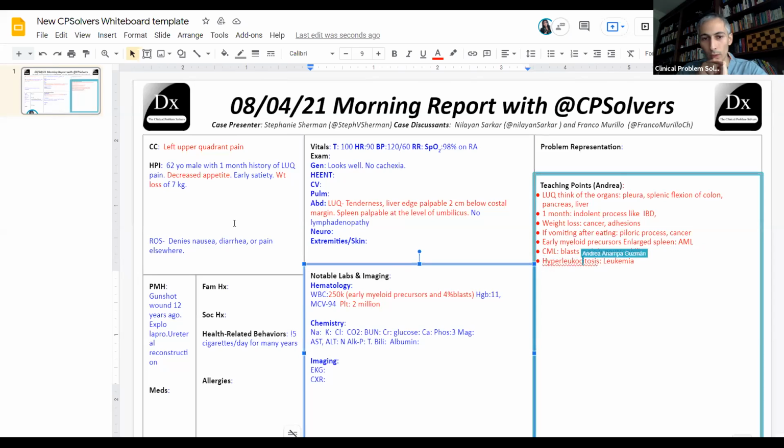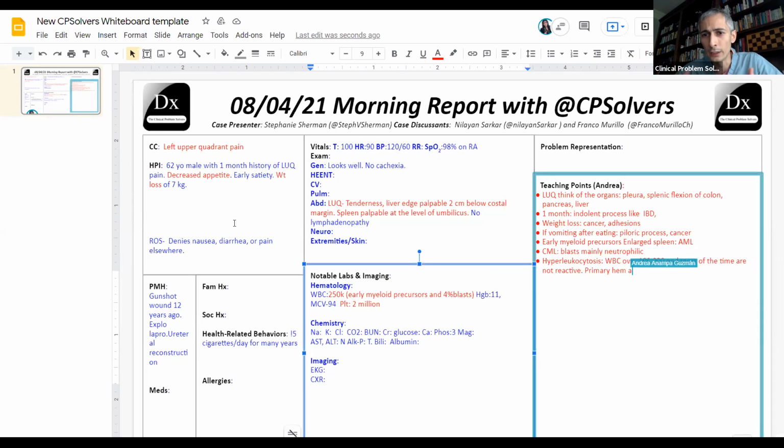So the term hyperleukocytosis refers to a white blood cell count usually over 100,000, depending on definitions, over 50,000. And most of the time, white cell counts that high are not reactive, okay? They're from a primary hematologic neoplasm.